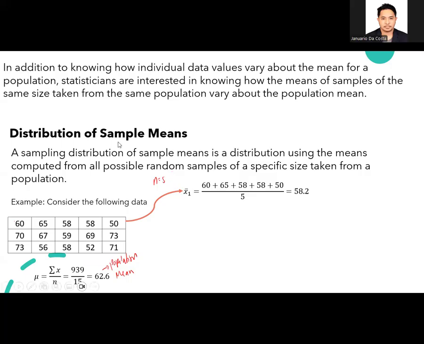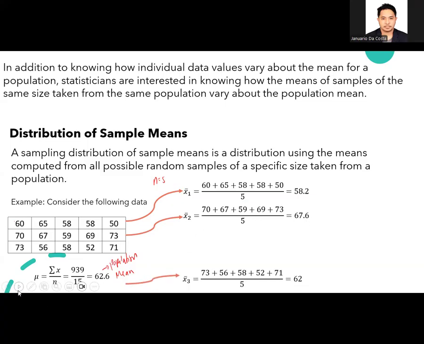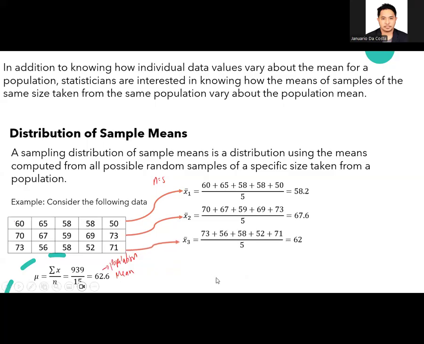So I get the sample mean x1 bar to be 58.2, right? I do this again, I take another 5 samples, x2. I sum them up, find a sample mean of 67.6, and I take another sample, x3, and for example, I get 62. Remember, our population mean is this. This is our sample mean. This is not the same thing, yeah? So this is the difference between them.